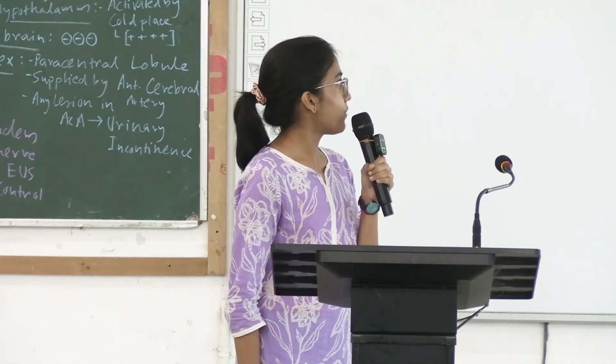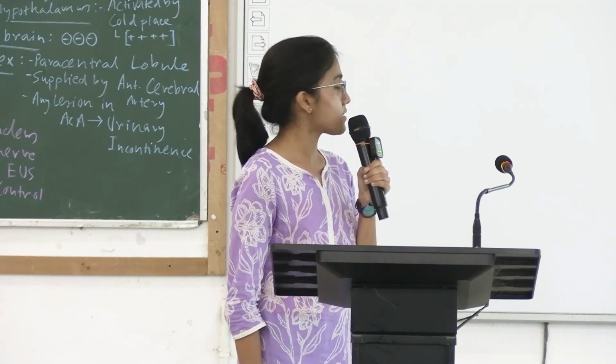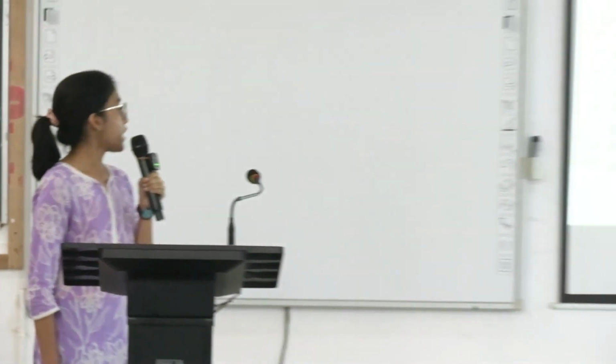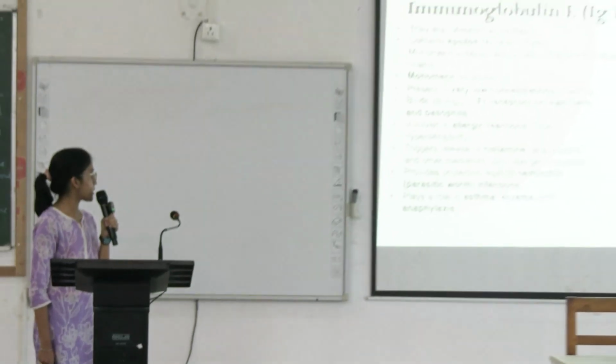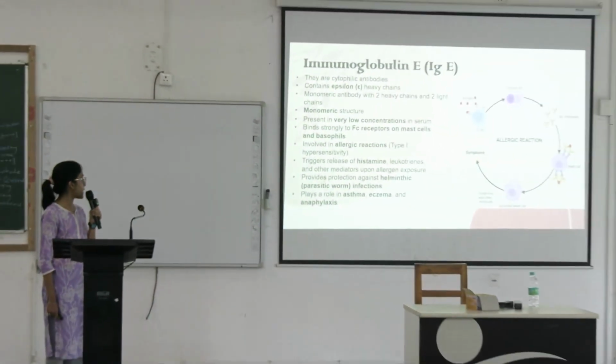Next we have IgE. They are cytophilic antibodies. It gets its name from epsilon heavy chains. It is a monomeric antibody with two heavy chains and two light chains. It is present in very low concentration in serum. It binds strongly to Fc receptors on mast cells and basophils.